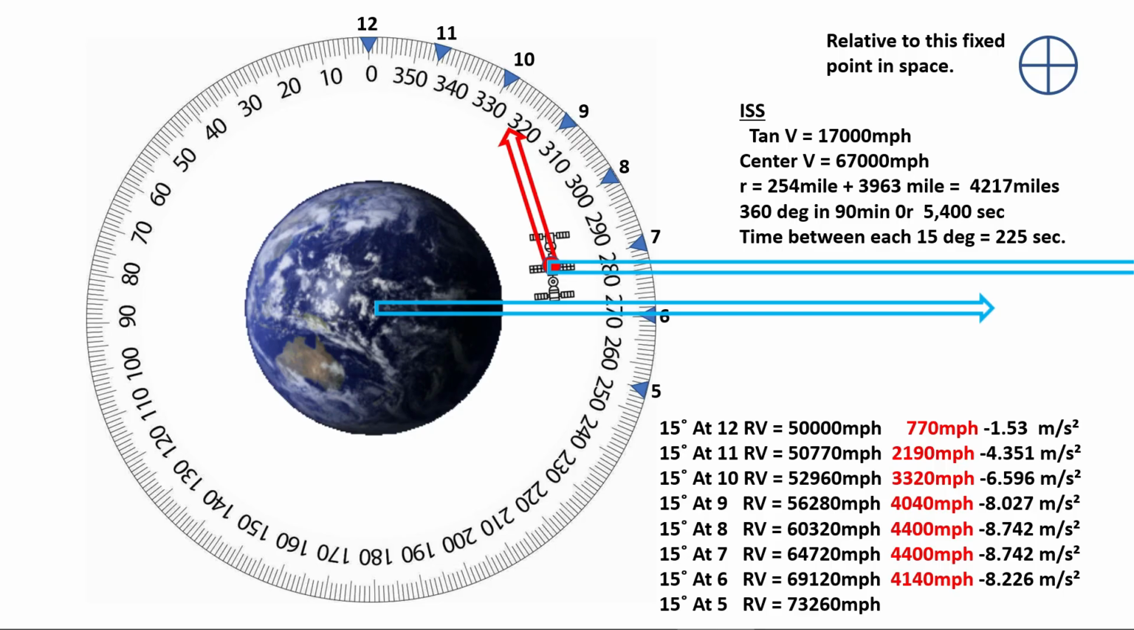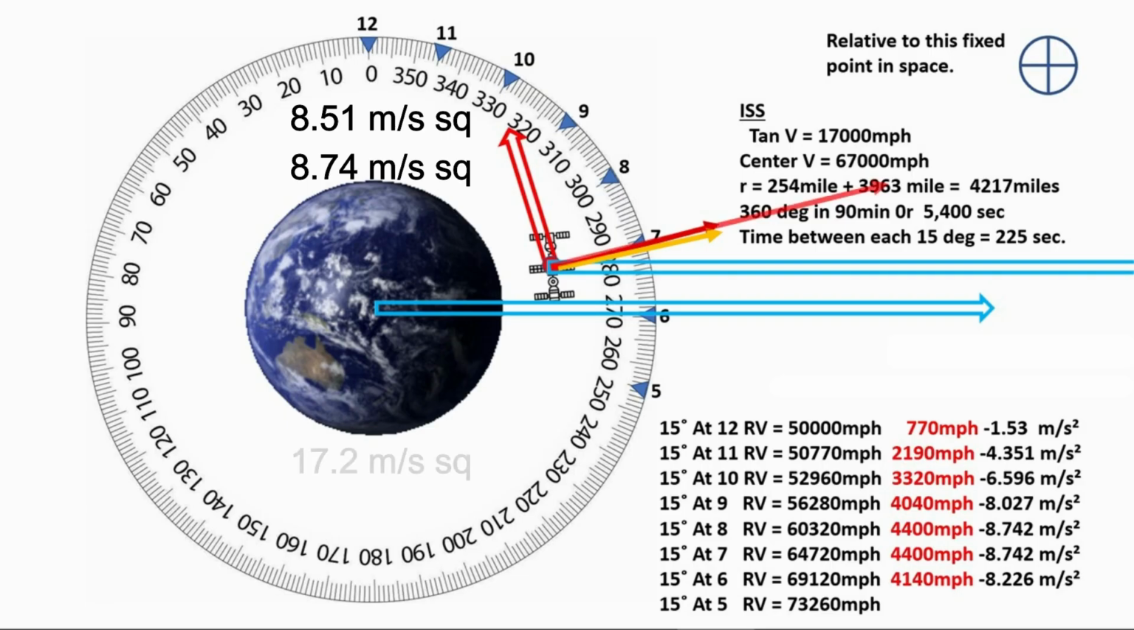Again, we will add the acceleration vectors at point 7. Just for the rotation, the ISS is accelerating at 8.51 meters per second squared. Now we add the acceleration on the ISS, due to its deceleration, around the Sun: 8.74 meters per second squared. We add the vectors. Resultant acceleration is 17.2 meters per second squared at this point.